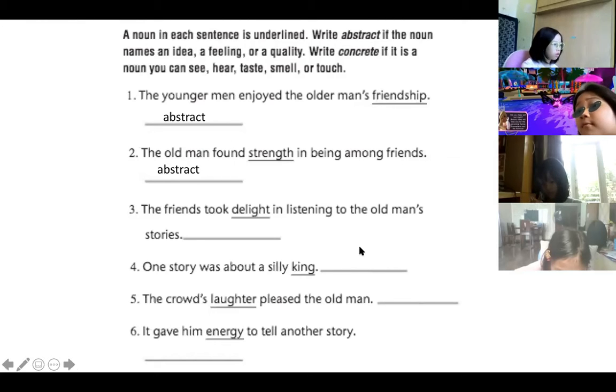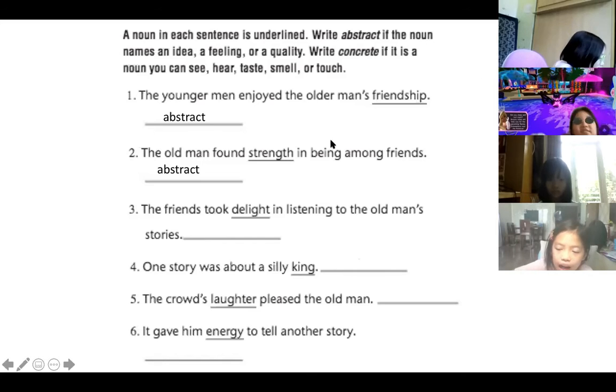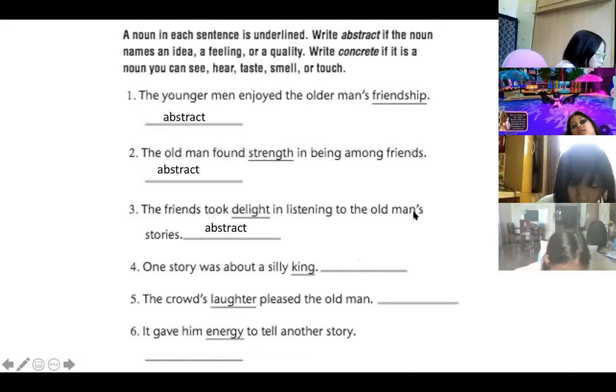Number 3, the friends took delight in listening to the old man's stories. Helen, what do you think about the word delight? I think it is abstract. Good job. It is abstract. Delight is a feeling. It's a feeling of joy or happiness.